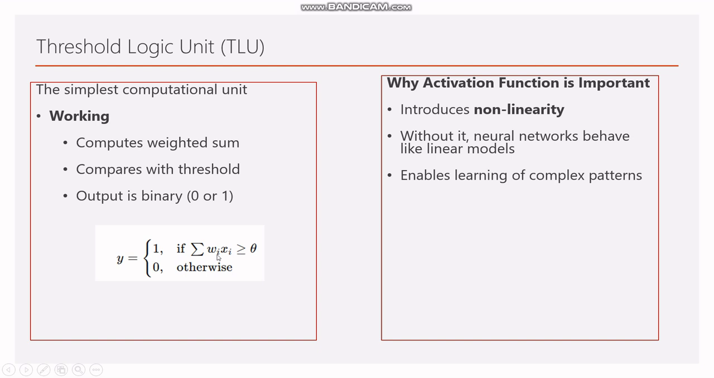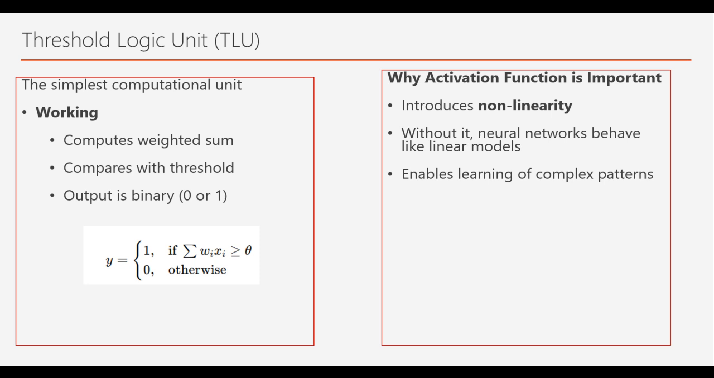So if this summation of wi into xi is greater than or equal to the threshold, where theta represents the threshold, the output will be 1, otherwise 0. Okay, and then we will see why we need the activation function. So I have already told what it does. The output that we get is applied to the activation function.